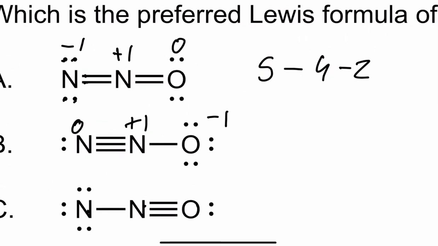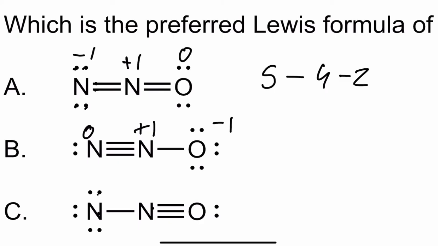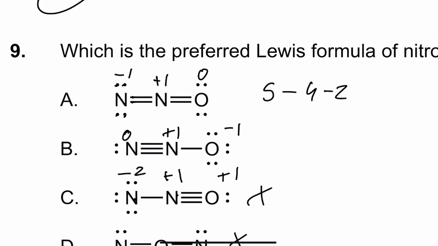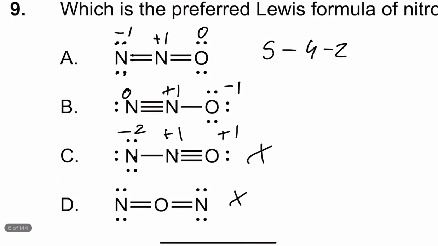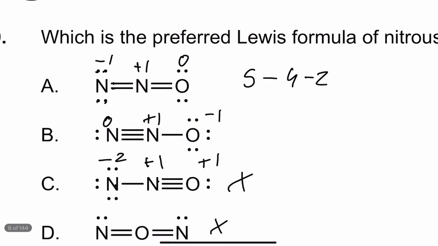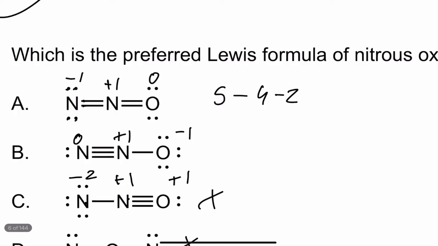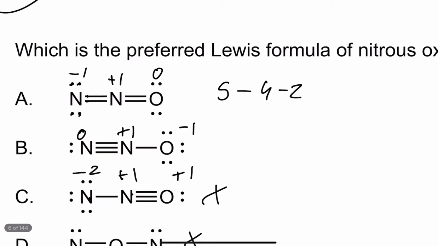Now C. Let's check this. This would be minus 2. This one would be plus 1 and plus 1. So let's eliminate C. We've already eliminated D. Eliminate C. Why? Because we can see this has the largest formal charges. We don't want high formal charges. We want low formal charges. We want it to be closest to 0.